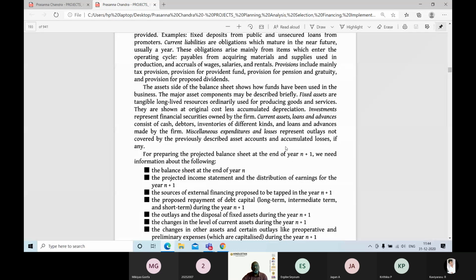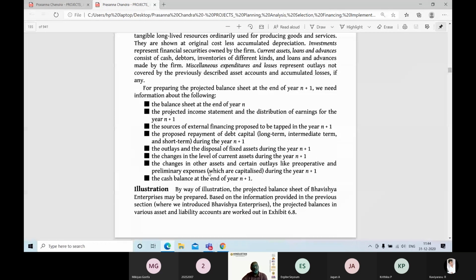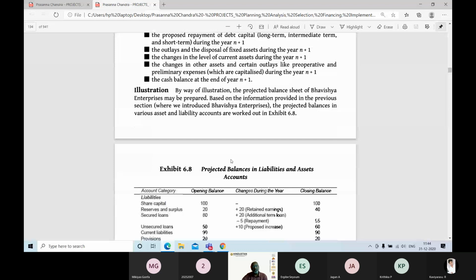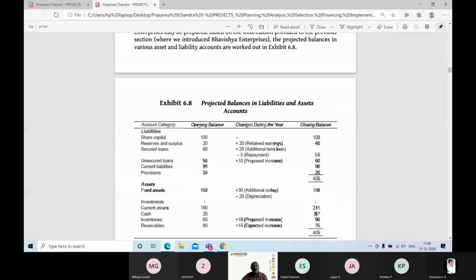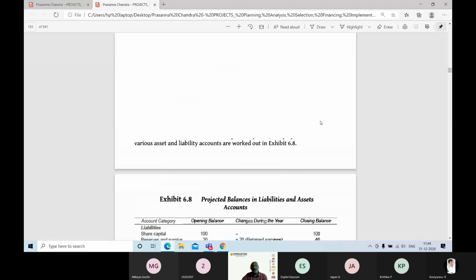For preparing the projected balance sheet for year N plus 1, we need information. What all the information needed is listed here. Accordingly, they have to work it out and it is to be incorporated in the system. In the projected balance sheet, liabilities and assets are there. The opening balance changes during the year to give the closing balance, which is the projected balance. Looking at the previous year, you have to add or subtract something, plus or minus, and calculate this closing balance for the next year. Like that you have to calculate it for one year.